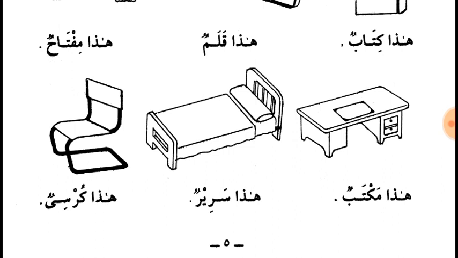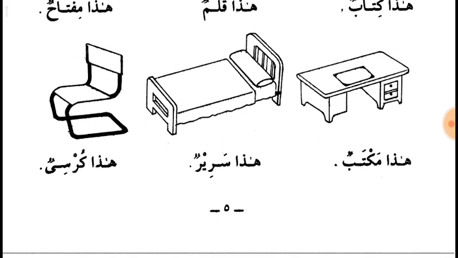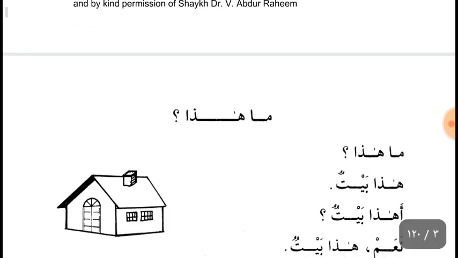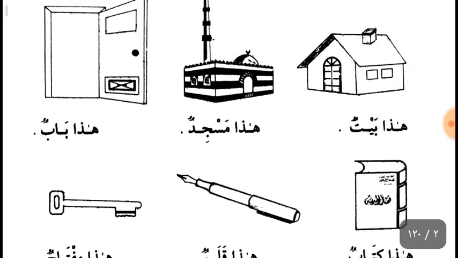هذا مكتب. This is a desk. هذا سرير. This is a bed. Yes. هذا كرسي. This is a chair. Correct. So at the end of each word you see تنوين.